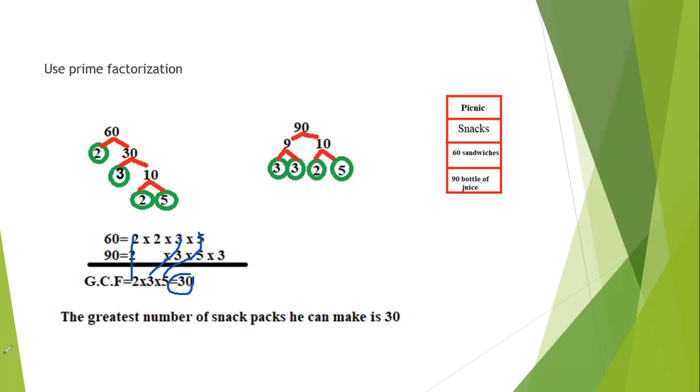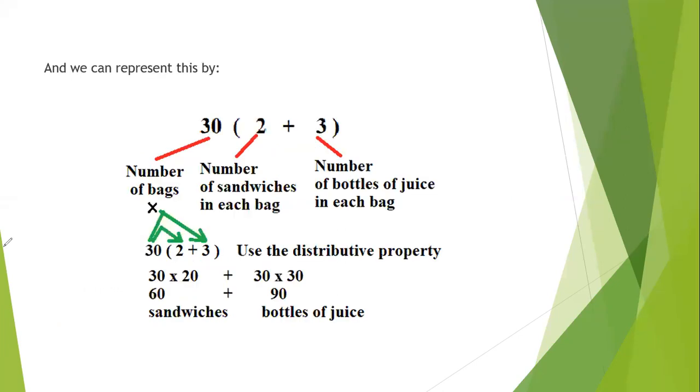He can make 30 packs, but what is the number of sandwiches in each bag or pack, what is the number of bottles in each bag, we will see this next slide. The G.C.F., this is the number of bags. Okay, equal. How can I know the number of sandwiches and the number of bottles inside each bag? This is 2 plus 3 multiplied by 3. How can I do it?